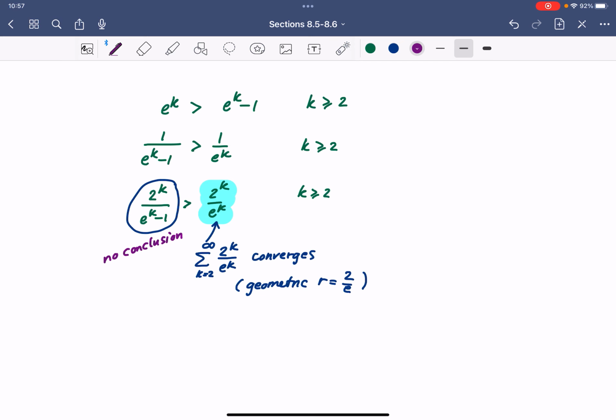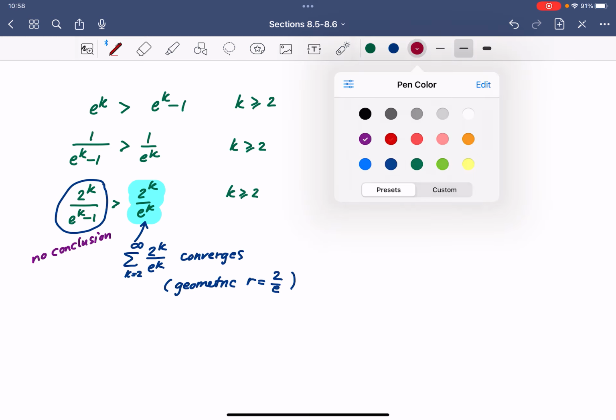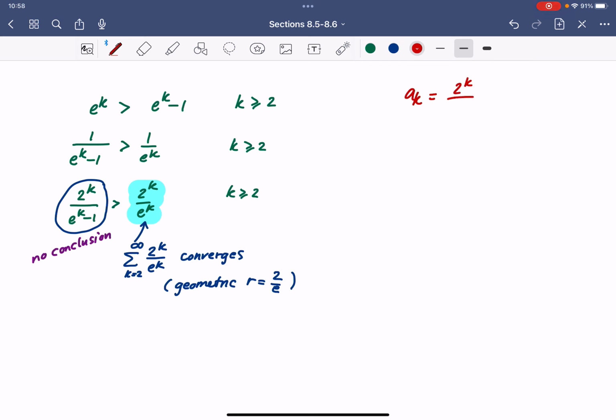So the comparison seems to be very hard to use, because you need something that is a perfect match. You can make a conclusion that the term inside is convergent, but the term that is bigger than it could be convergent or divergent, you do not know yet. Maybe the limit comparison test. A subscript k equal to 2 to the k over e to the k minus 1. If you want to do the limit comparison test, you can pick b subscript k to be something such that when you compute the limit of a subscript k over b subscript k, you get something that is bigger than 0. So let's try.